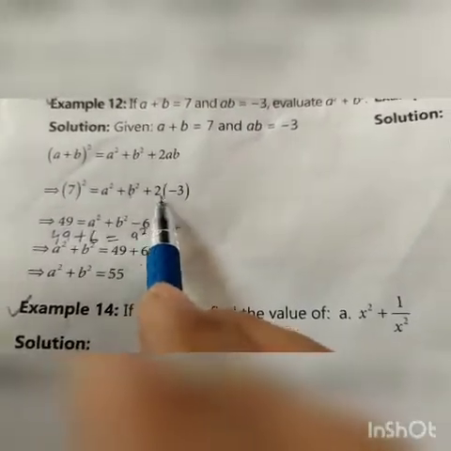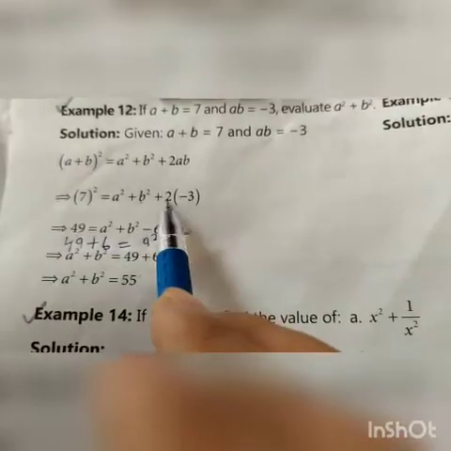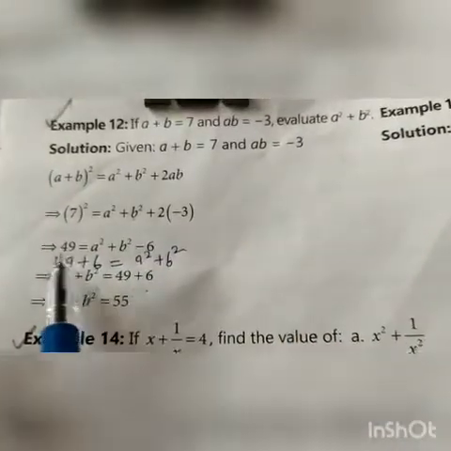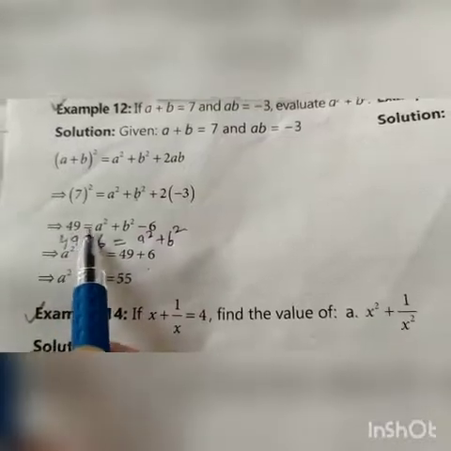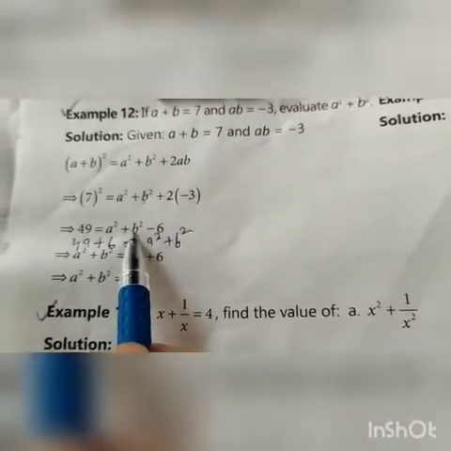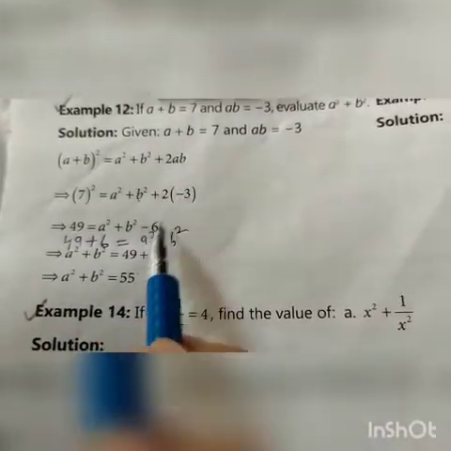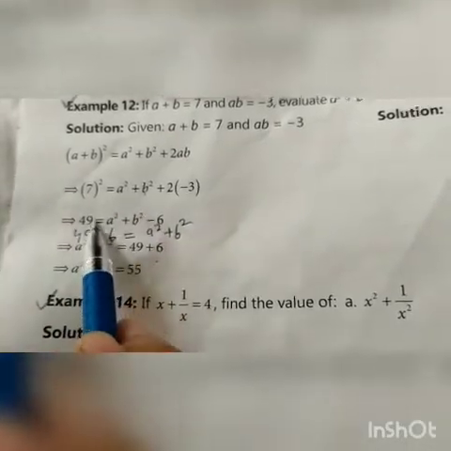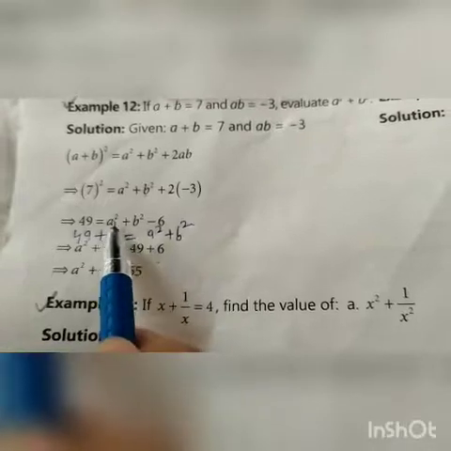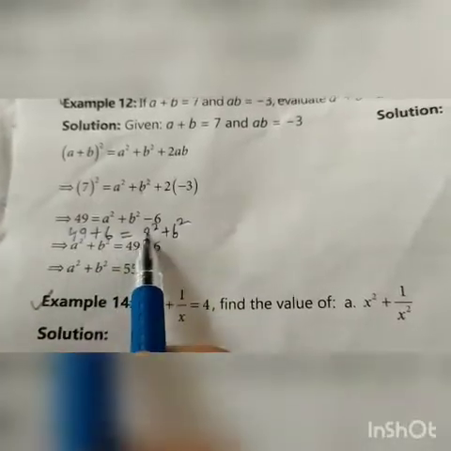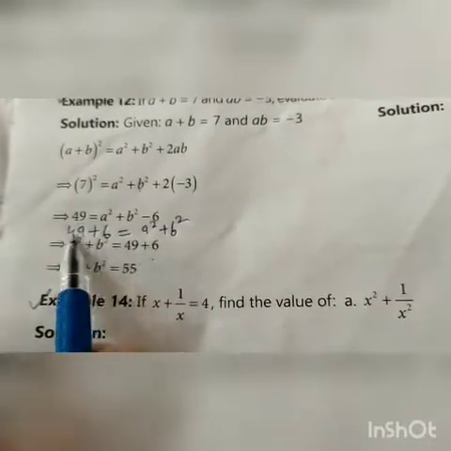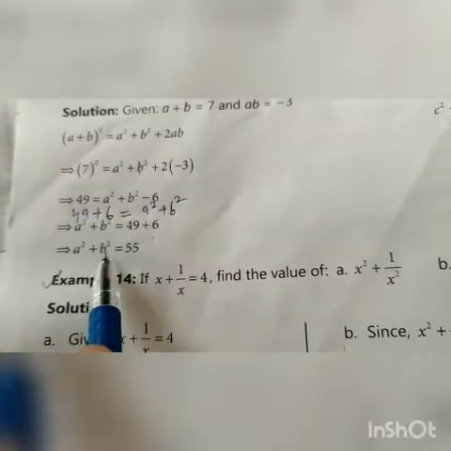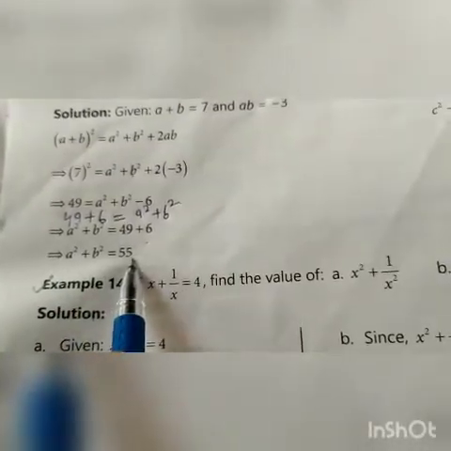(a plus b) is equal to 7 whole square, then equal to a square plus b square will be written as it is, plus 2 and the value of ab is given as minus 3. So we will put 2 multiplied by minus 3. Then 7 square will be 49, equal to a square plus b square minus 6. 2 threes is 6. It is minus 6. Now this 49, take this minus 6 to this side, plus 6, is equal to a square plus b square. So a square plus b square is equal to 49 plus 6. A square plus b square is equal to 55.